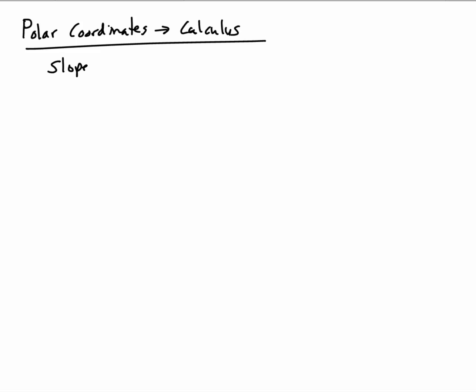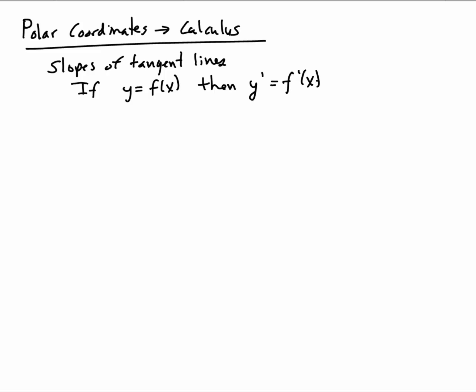Now, when we talk about slopes of tangent lines, we are talking about derivatives. Remember, the tangent line gives us the slope at any point along a graph. It gives us a lot of information about whether the function is increasing or decreasing. What we're used to in the rectangular coordinate system is that if we have some function y equal f of x, then the derivative of y is just the derivative of f of x.